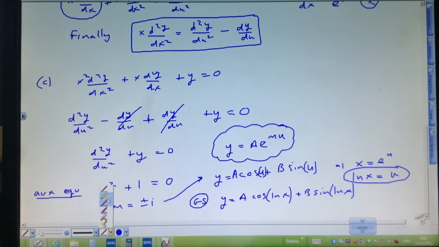And that there is all there is to it. That's the general solution for the equation. Can't go any further because we don't know any boundary conditions. Okay, and that's it.